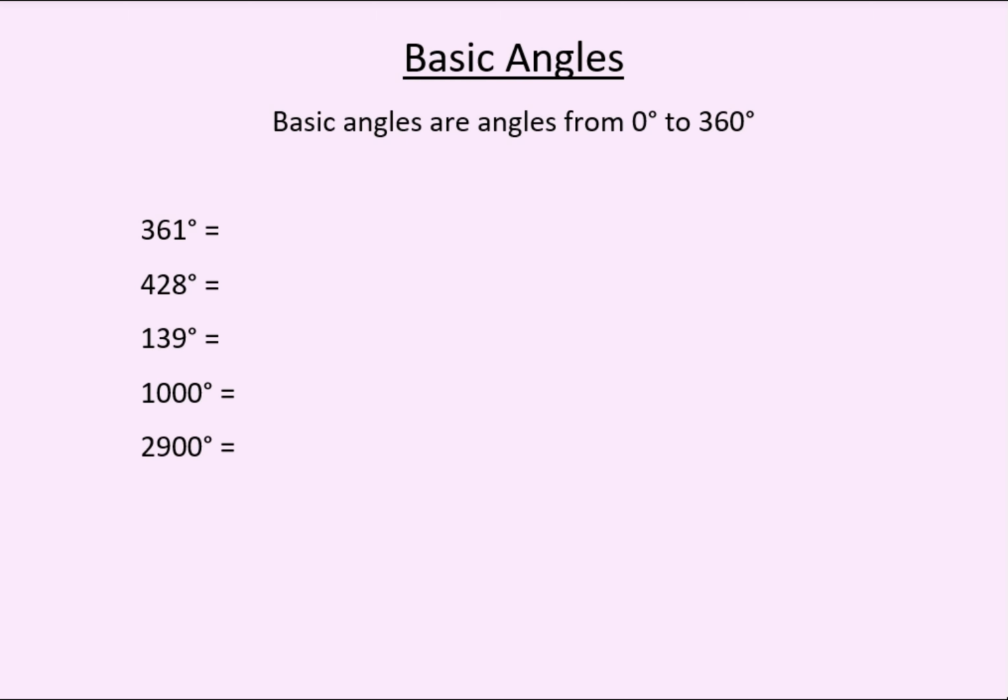On the screen, we have some examples. Let's look at example 1, 361 degrees. To calculate the basic angle of 361 degrees, we have to subtract 360 degrees from it. So 361 degrees minus 360 degrees equals 1 degree. So 1 degree is the basic angle of 361 degrees.